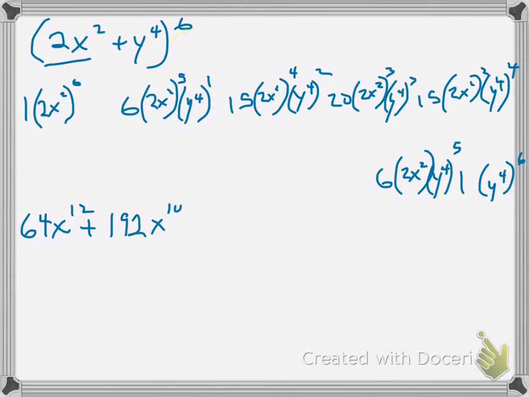x¹⁰ y⁴. Plus 15 times 2 to the 4th. 2 to the 4th is 16. 15 times 16 is 225 plus 15, which is 240. x⁸, 240 x⁸ y⁸.